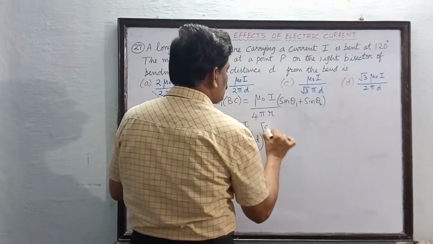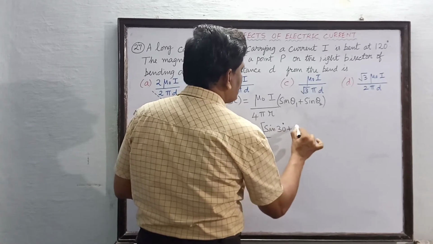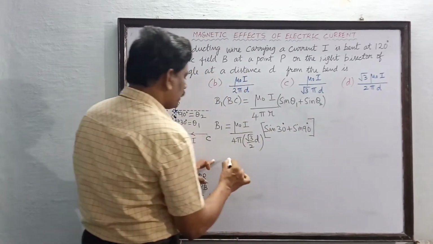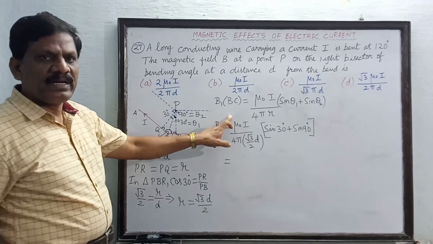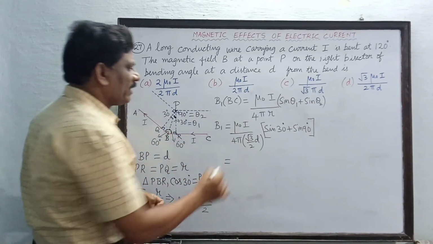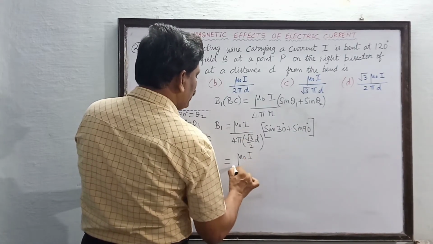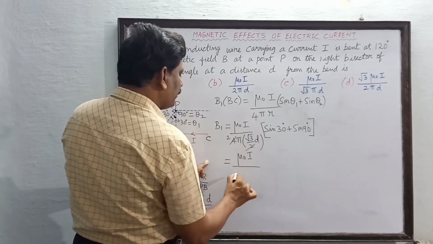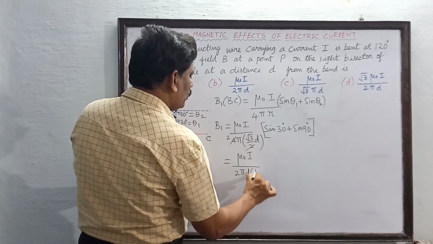So the first one is sin theta 1, which is sin 30, plus sin theta 2, which is sin 90 degrees. Now you bring this 2 to the numerator. Before that, 4 by 2, if you want, you can cancel also. So I will write mu naught into I divided by 2 pi d into root 3, since the 2 and 4 can be cancelled 2 times.